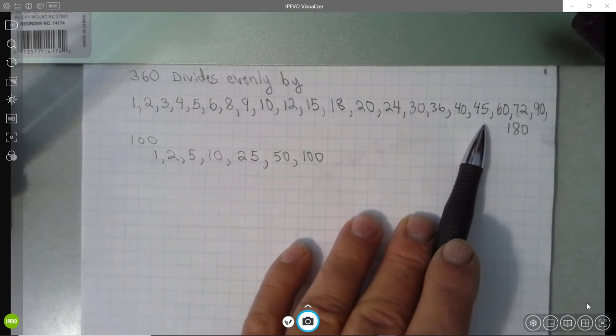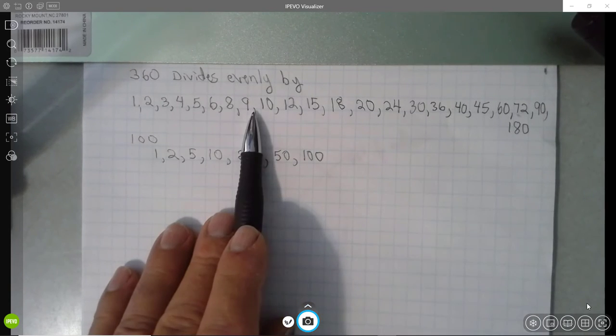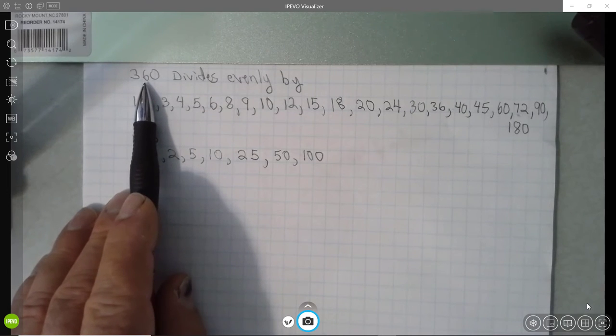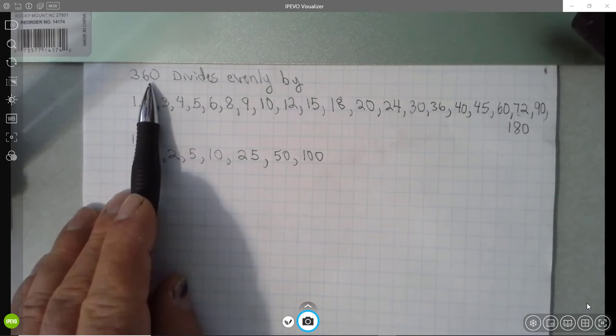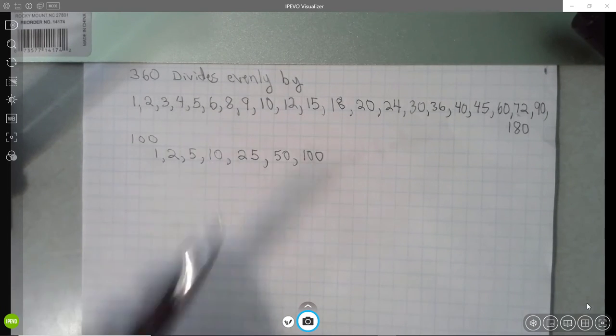And back in the days when people worked without the benefit of calculators, having answers come out to be nice even numbers was just a huge advantage. And so really that is a primary reason why the degree system was invented. 360 is simply divisible by a whole lot of integers.